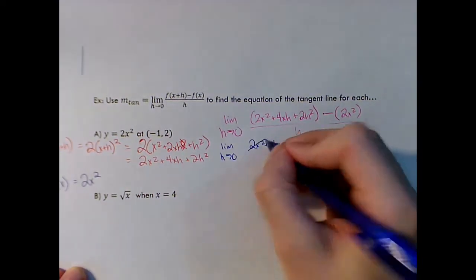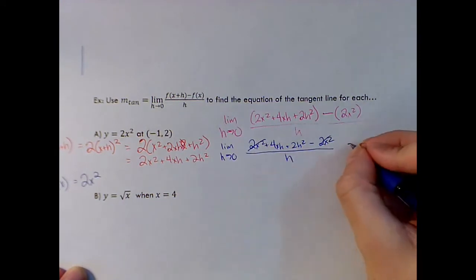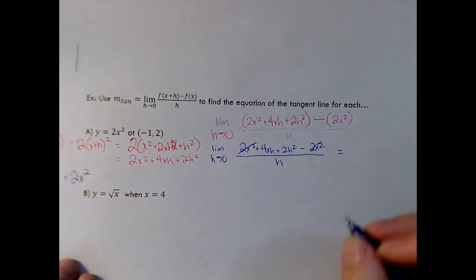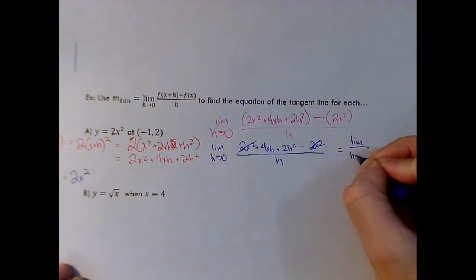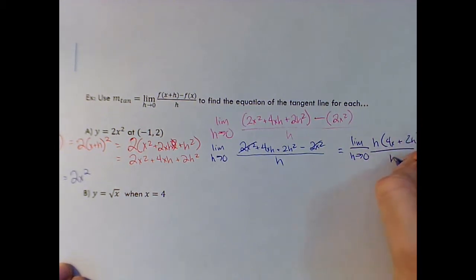Oh, how about that? I didn't think that things would just disappear like that. And oh, how about that? There's an h in common with all of them. So I'm going to bring that out. 4x plus 2h over h.